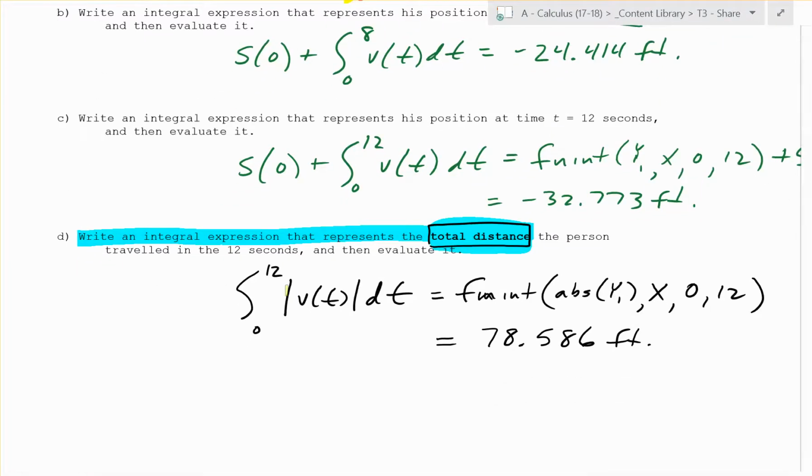And if you need to remember how to find absolute value, that's Math and then Num, and it's the first option to get absolute value. In this case, it was the ABS. It might show up that way.